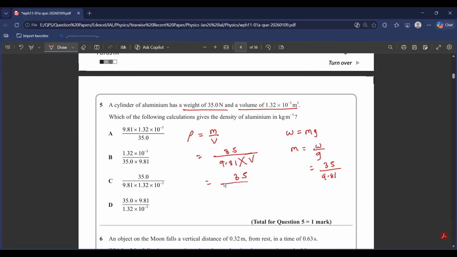So we just place it here, 35 divided by 9.81, and we have our volume. And what is the value for volume? 1.32 times 10 to the power minus 3. Let's see, what does it match? It matches C. Easy.